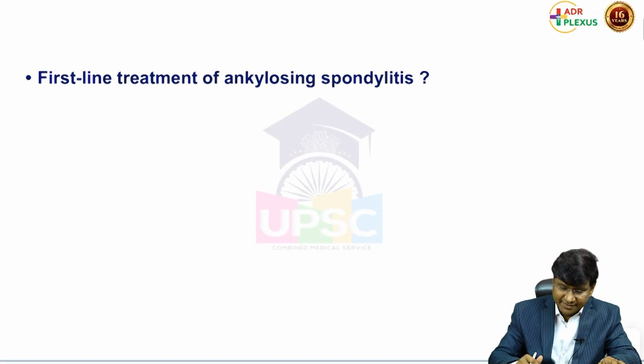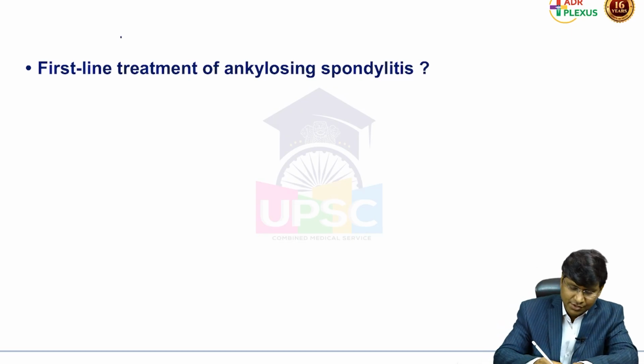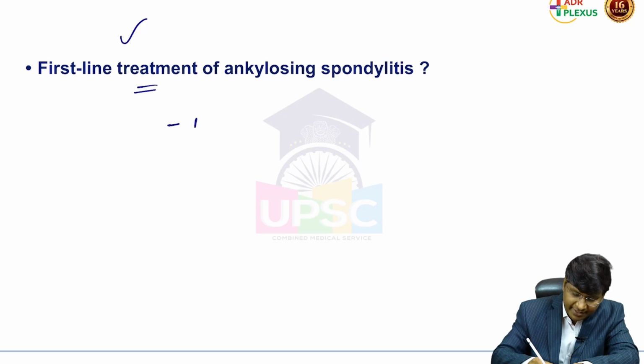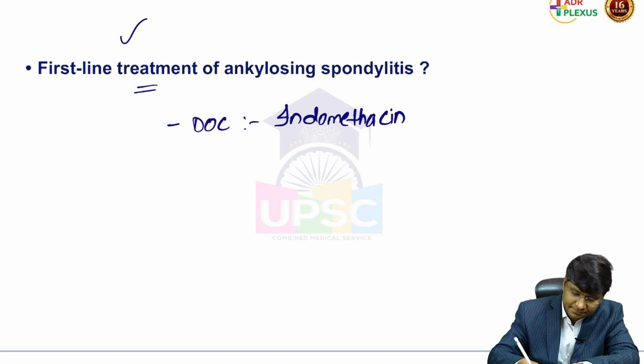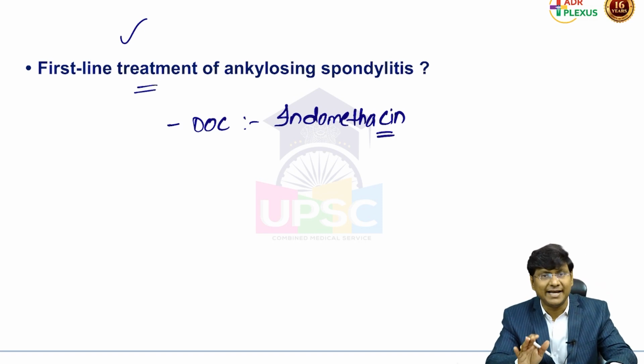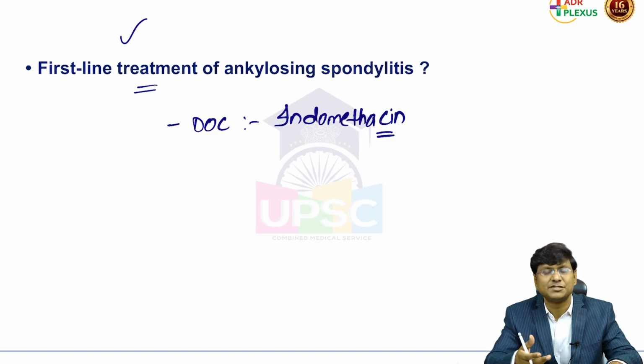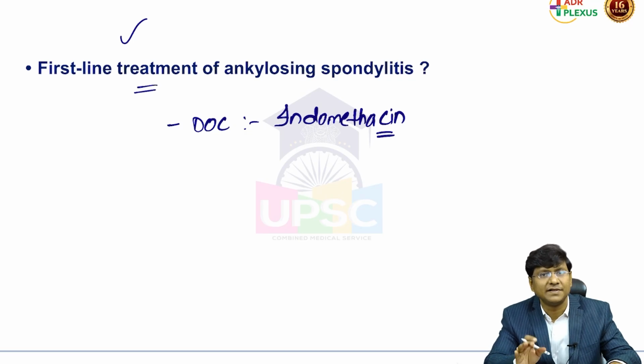Now, coming to the treatment in patients with ankylosing spondylitis. What is the first line treatment? The drug of choice will be indomethacin. That is an NSAID. NSAIDs remain the first line treatment of ankylosing spondylitis, and they will slow the radiographic progression of the spinal disease.